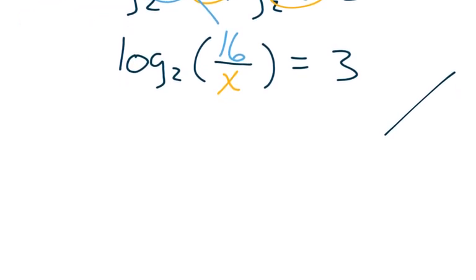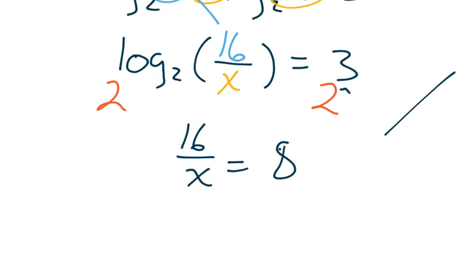Now, algebra agents, a sub base, right? A sub base, you're allowed to base both sides. Leaves you with 16 over x, and it leaves you with 2 to the 3rd power. 2 to the 3rd power is not 6, but it's 2 times 2 times 2. 8.